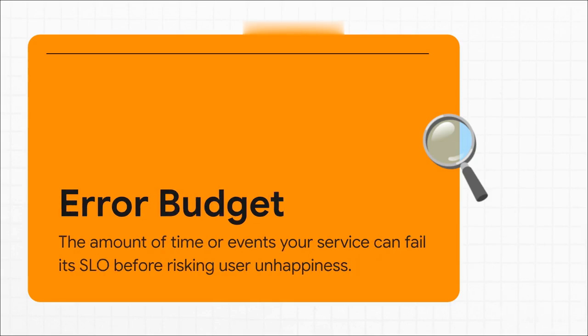But wait, what about that leftover 0.5%? That little bit of wiggle room? That, my friends, is your error budget. And this is the most powerful idea of them all. It's your team's pre-approved permission to be imperfect. Because let's be real, 100% perfection just isn't possible.